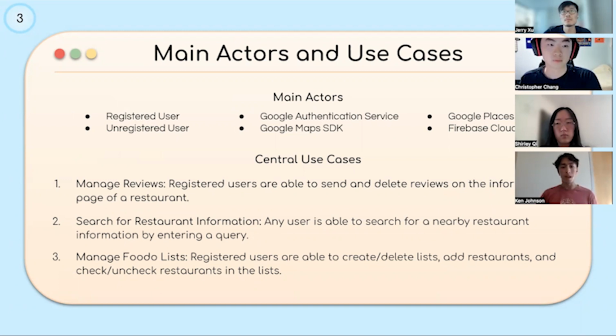Our first central use case, manage reviews, is only available to registered users who can add and delete reviews on a restaurant info page. The second use case, search for restaurant information, is available to both registered and unregistered users. A list of restaurants that meet the user's query are displayed, and the user can select the restaurant to display relevant information. The third central use case, manage Foodo lists, is available to registered users only. They can create or delete Foodo lists and add, delete, check, or uncheck restaurants on those Foodo lists.